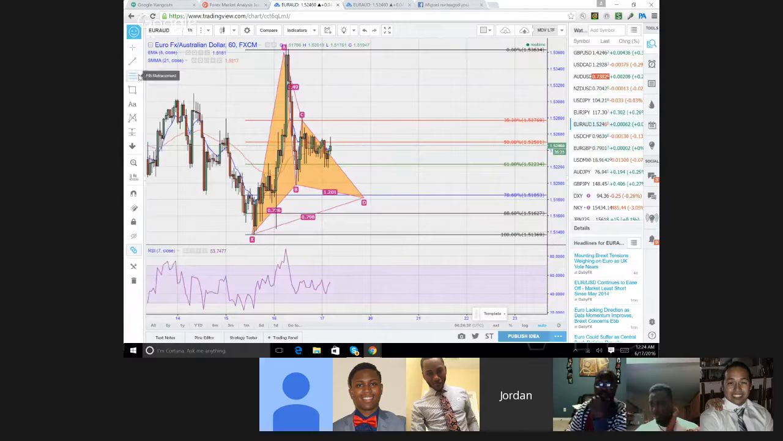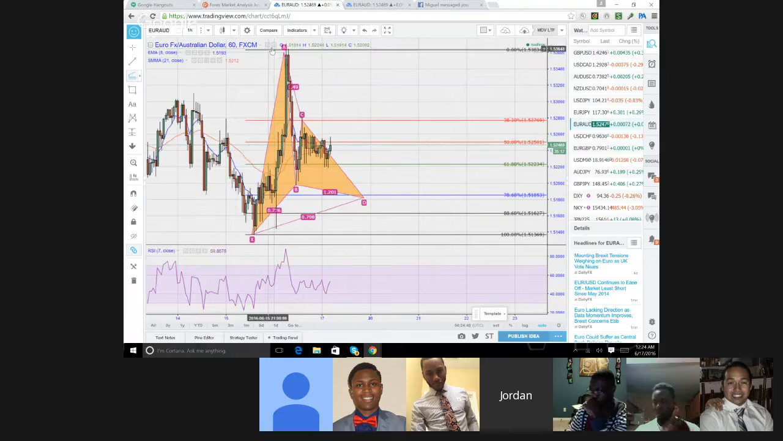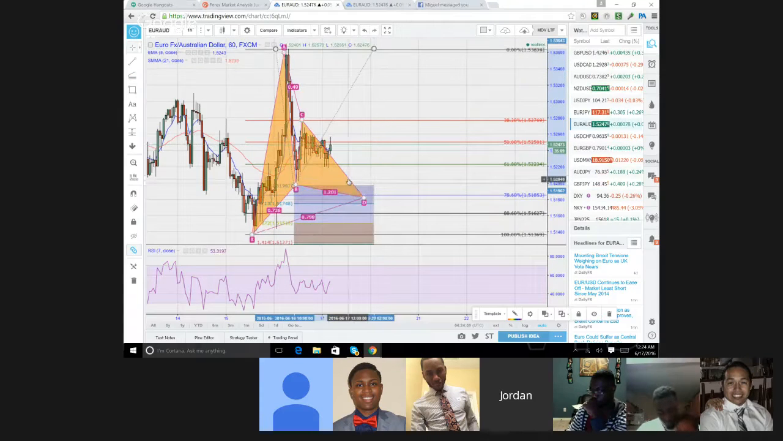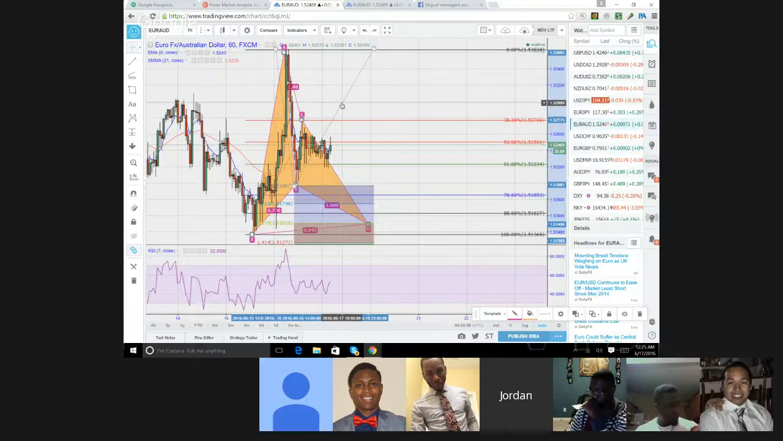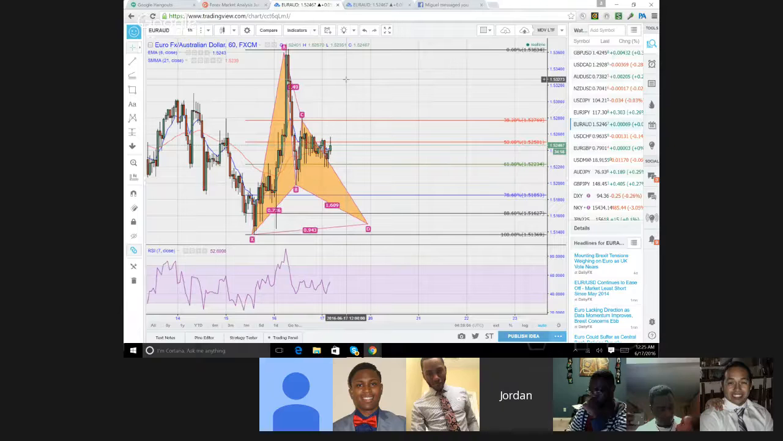So we can get an accurate D leg, we're going to get our Fibonacci extension tool. Take it from A to B, back down here at our 1.272. This will be a deep Gartley. So we have a deep Gartley on this play out.